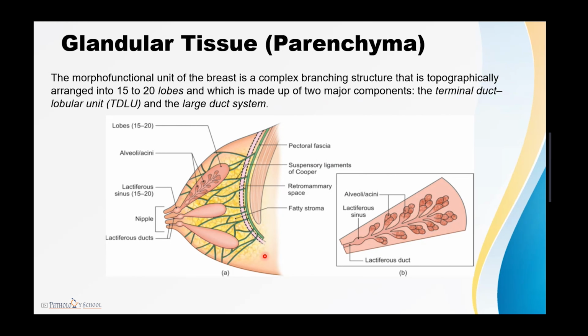The tissue of the breast is divided into two parts, the parenchyma and the stroma, of which the parenchyma is composed of glandular tissue. The morphological functional unit of the breast is a complex branching structure that is topographically arranged into 15 to 20 lobes, which correspond to the 15 to 20 ducts in the nipple, and which is made up of two major components, the terminal duct lobular unit and the large duct system.